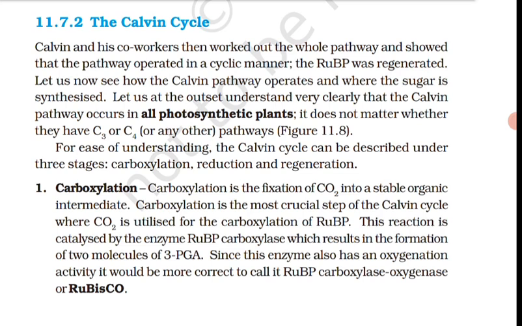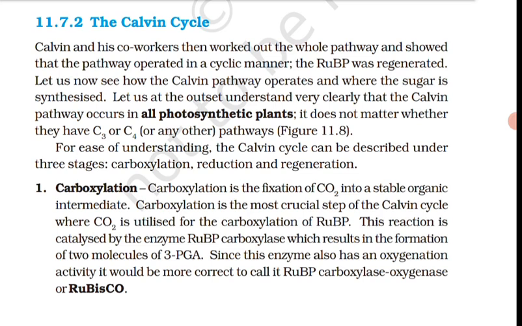The next is the Calvin cycle. Calvin and his co-workers then worked out the whole pathway and showed that the pathway operated in a cyclic manner, and the RuBP was regenerated.